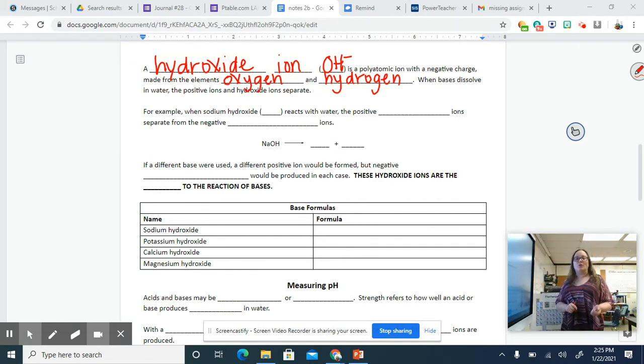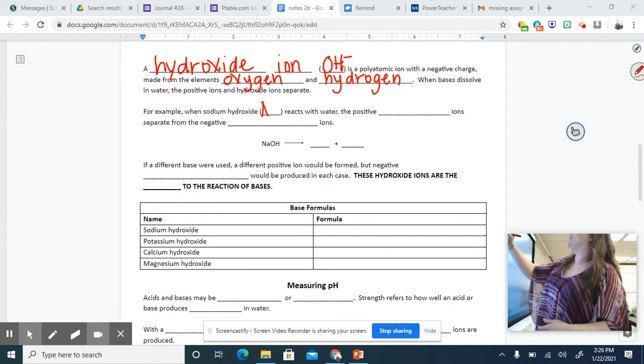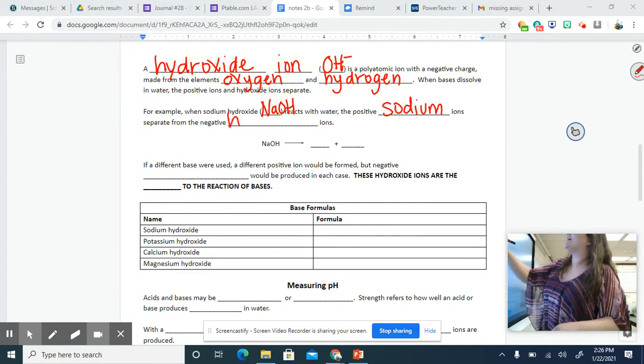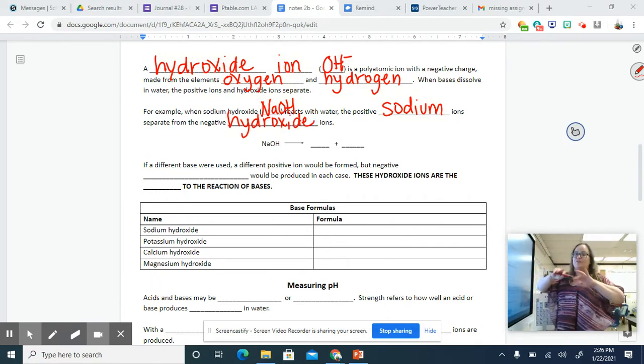When bases dissolve in water, we get positive ions of some other kind, and then we get these negative hydroxide ions. So, for example, sodium hydroxide, NaOH, a really caustic base that can burn your face off. When you drop that into the water, we get positive sodium ions and negative hydroxide ions, and they separate out from each other. They float away in the water.